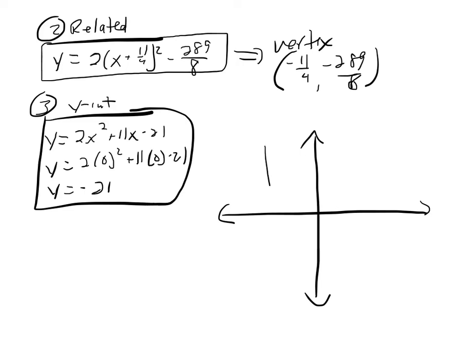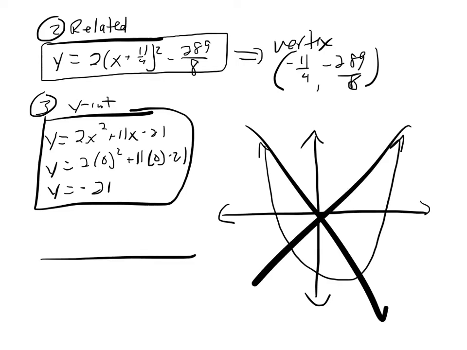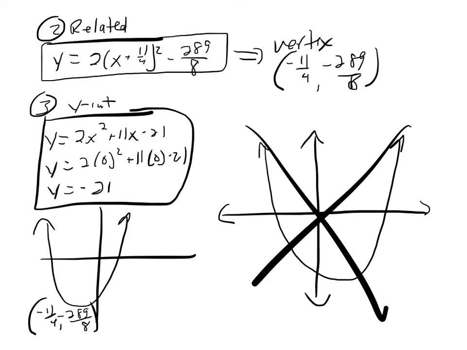So your graph looks a little something like this. No, it does not. It looks a little something like this. Y-intercept of negative 21. X-intercepts once again of 3/2 and negative 7, if I remember correctly. There's your graph.